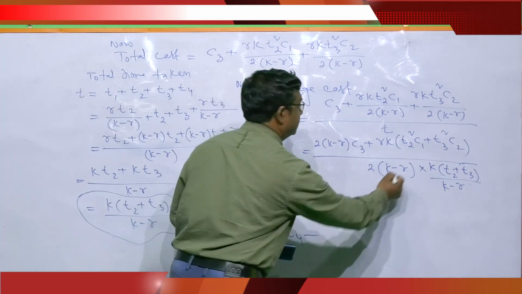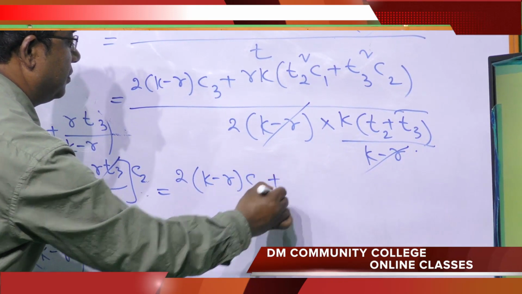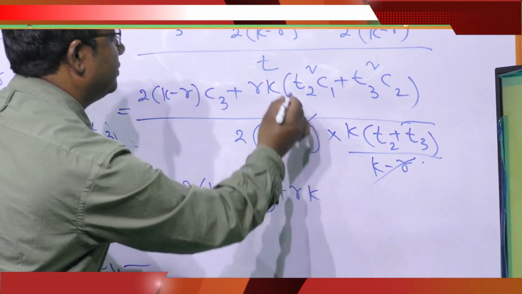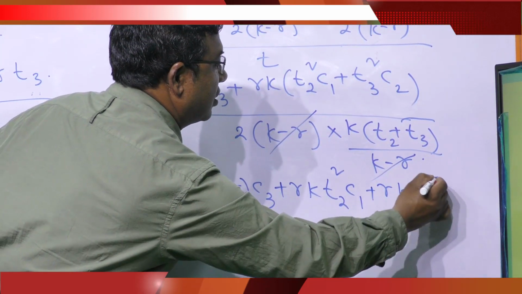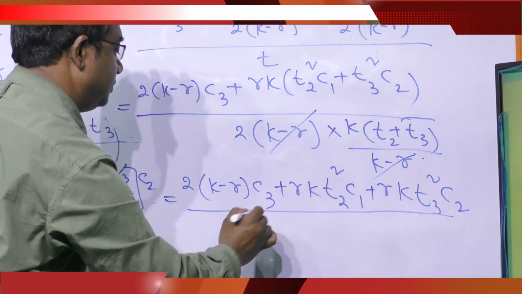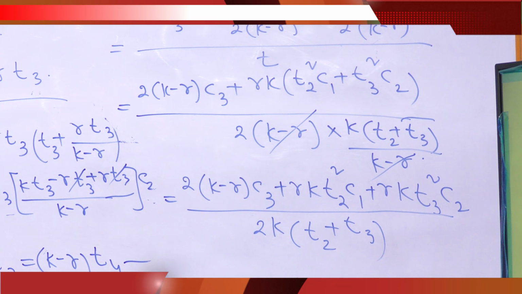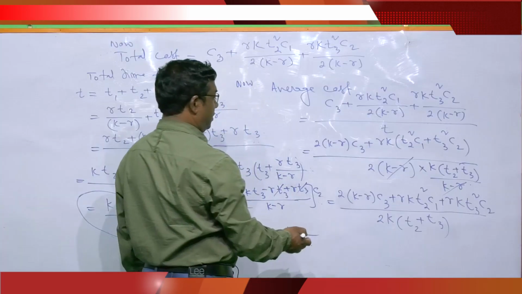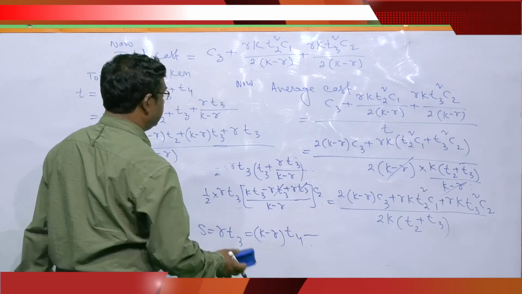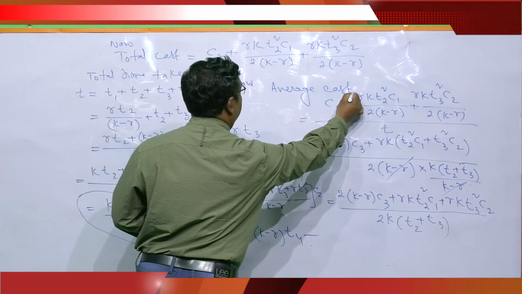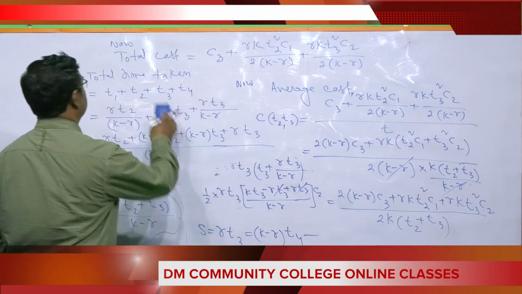This is equal to K minus R, we cancel. So 2 times (K minus R) C3 plus this is R K T2 square C1, this is R K T3 square C2, by twice K (T2 plus T3). This is the total average cost. This average cost is a function of two variables T2 and T3. Average cost can be denoted by C(T2, T3), function of two variables T2, T3.